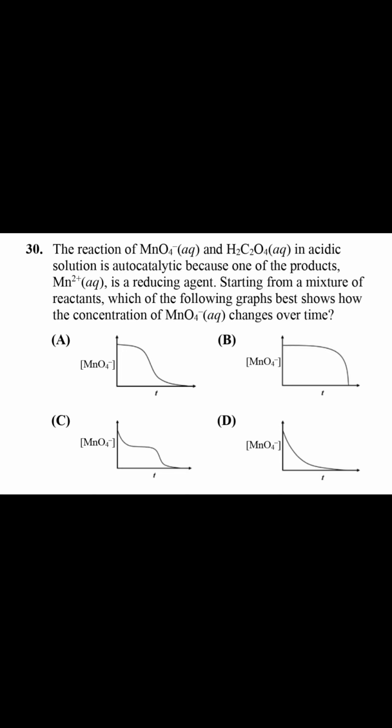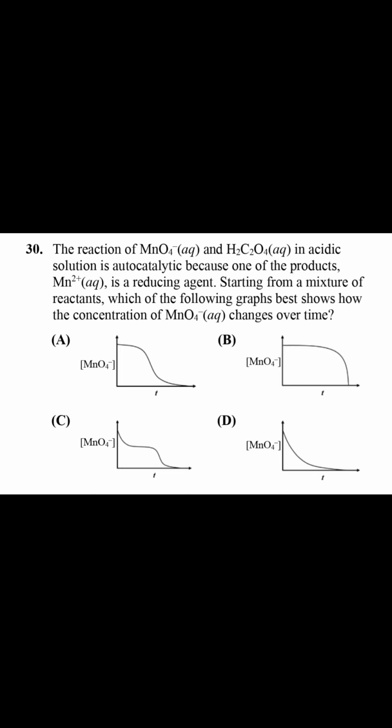Let's solve problem 30 on the 2025 USNCO local exam. It reads, the reaction of MnO4- and H2C2O4 in acidic solution is autocatalytic because one of the products, Mn2+, is a reducing agent. Starting from a mixture of reactants, which of the following graphs best shows how the concentration of MnO4- changes over time?